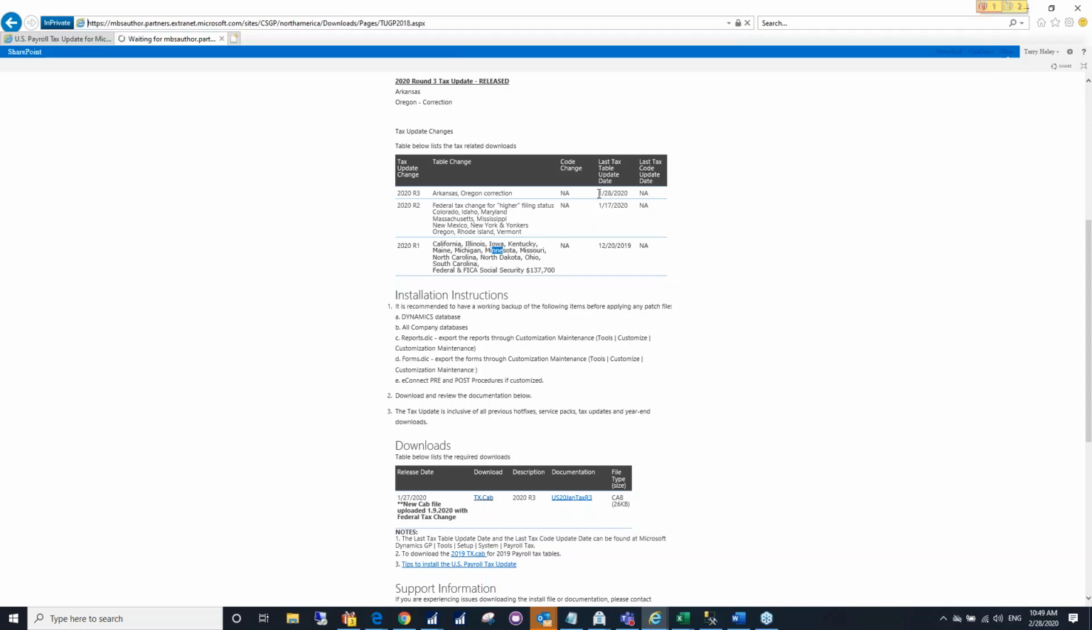I see an error on that page. I have 1/28. It needs to be February there. Yep. Get that changed. But I would say if your date is still 12/20, I would take a tax update so you're on at least 1/17 or later, because then you got all these other states in here as well.